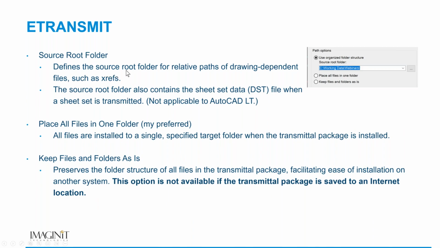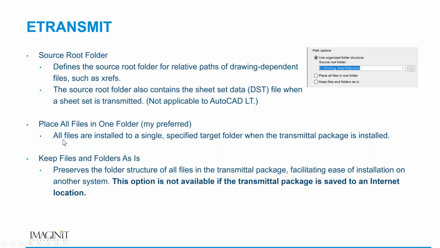Again, the source root folder defines the root source folder for relative paths of drawing dependent files. The source root folder also contains sheet set data, a DST file, when the sheet set is transmitted. Again, AutoCAD LT does not handle this. Place all files in one folder.